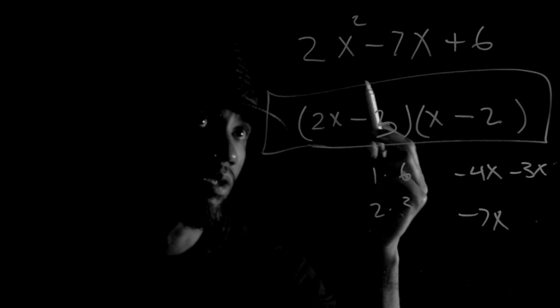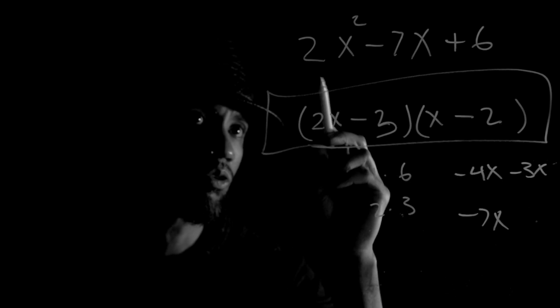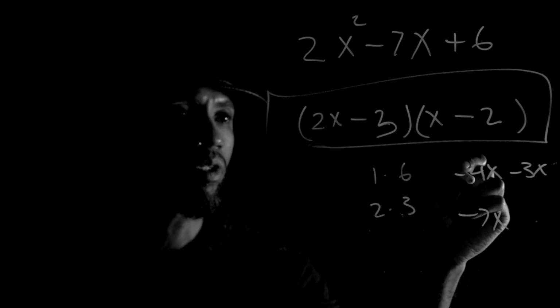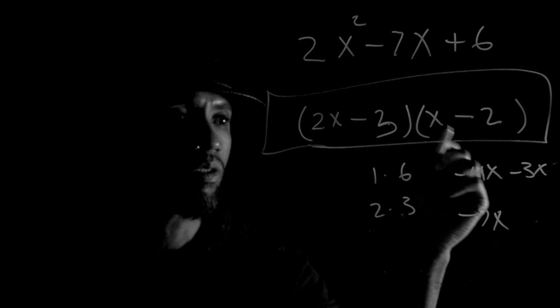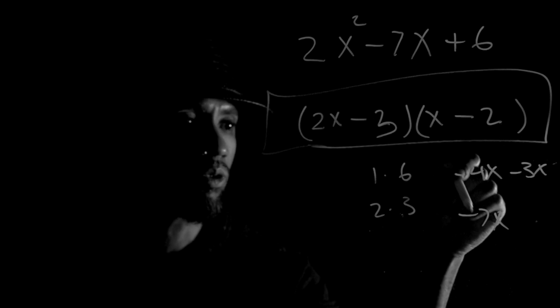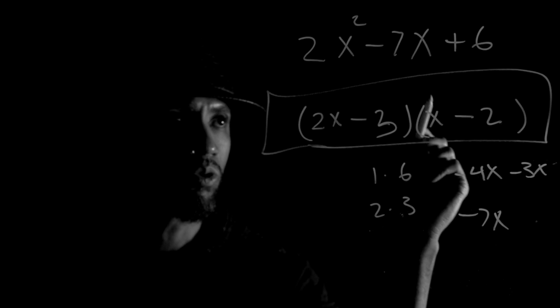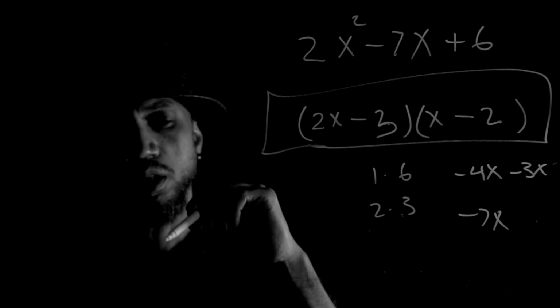One more time, we FOIL to get this polynomial. 2x times x is 2x squared. 2x times negative 2 is negative 4x. Negative 3 times x is negative 3x. When you combine those like terms, you do get negative 7x. And negative 3 times negative 2 is positive 6. The end.